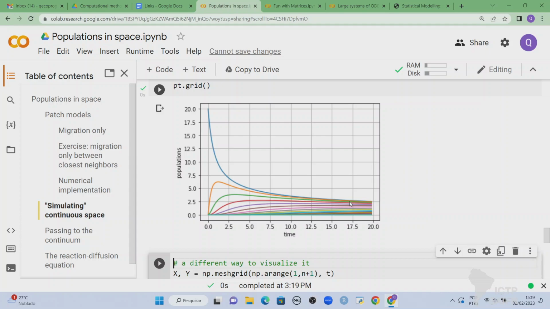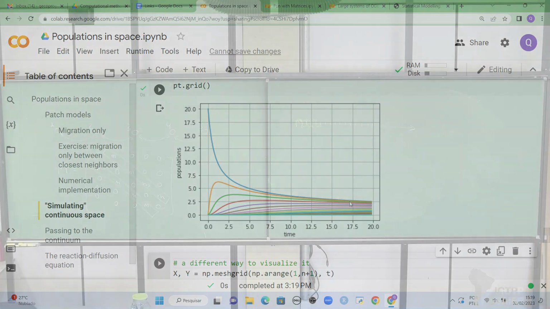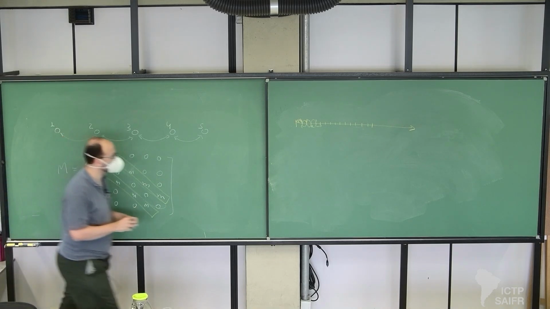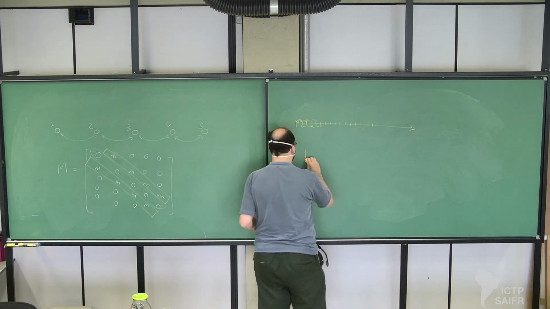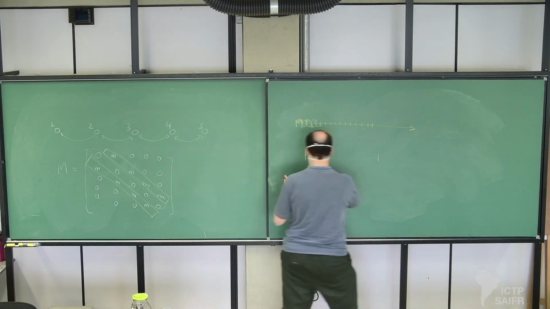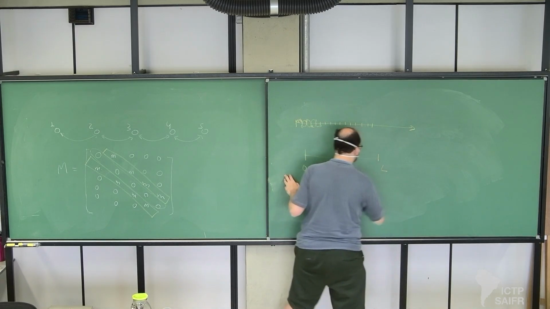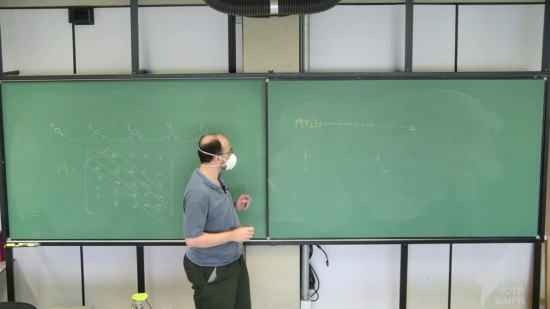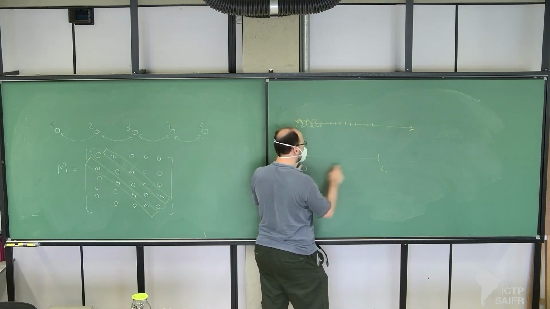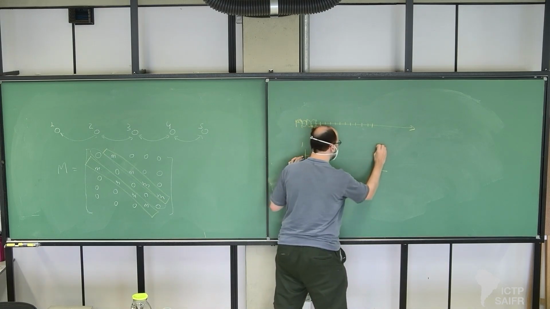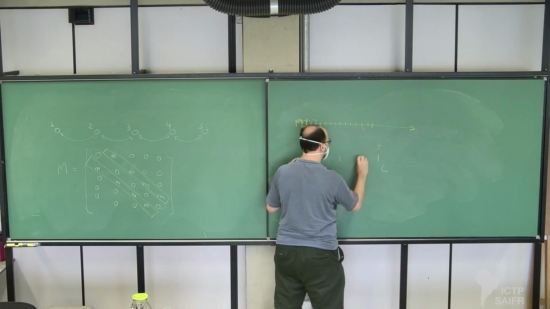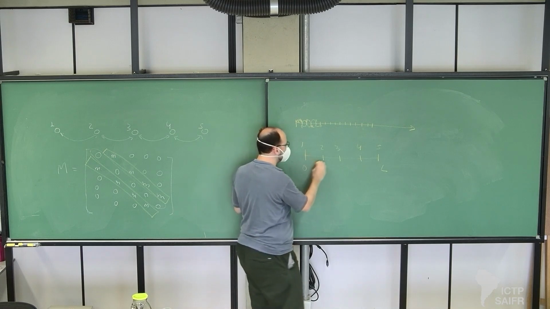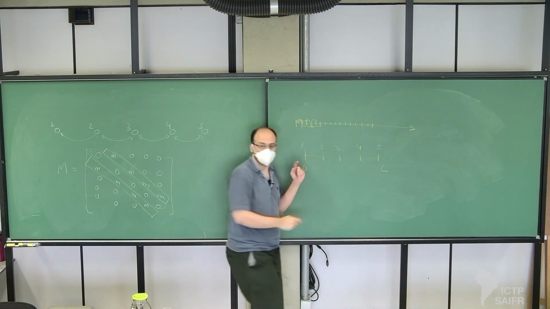Because what we are doing now is a little bit different from the patches. What I want to imagine now is that I have a certain region, from 0 to some size L here, okay? And before I divided this into 5 patches, so this is the first, this is the fifth, and I have the 2, 3, and 4 here, and I had a migration rate between each patch.